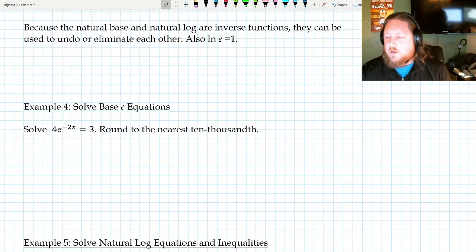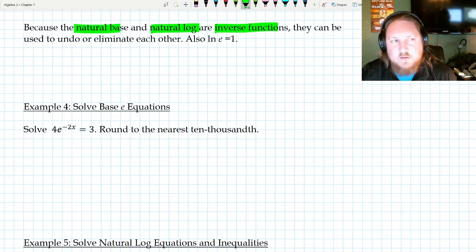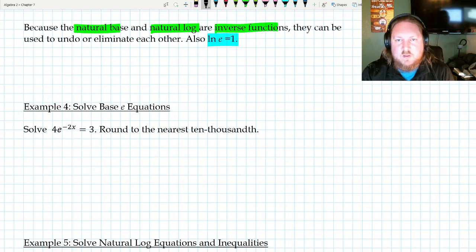Because the natural base and natural log are inverse functions, remember that's the graphs in the beginning, they can be used to undo each other. Also, the natural log of e equals 1. That one there in blue at the end is actually the easiest to explain. Like log base 2 of 2, anytime the bases match, you get 1.